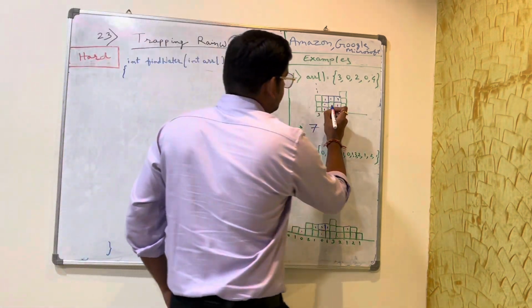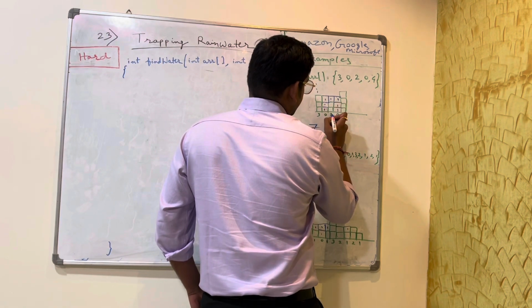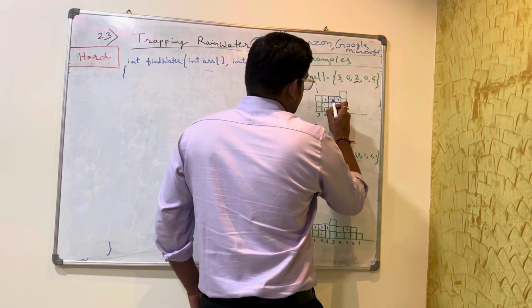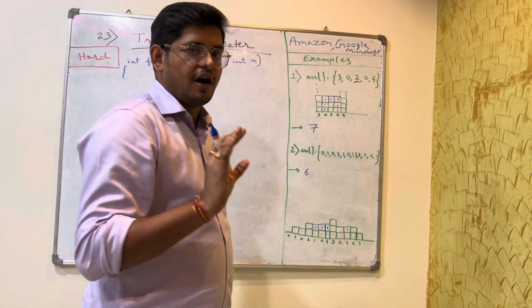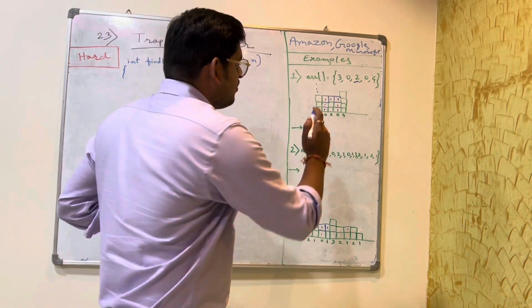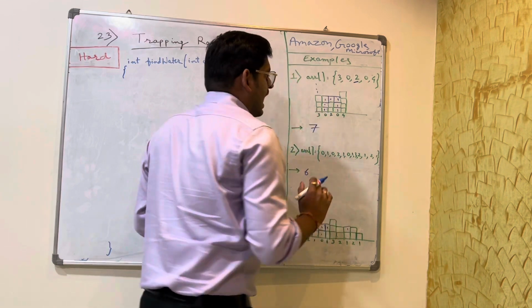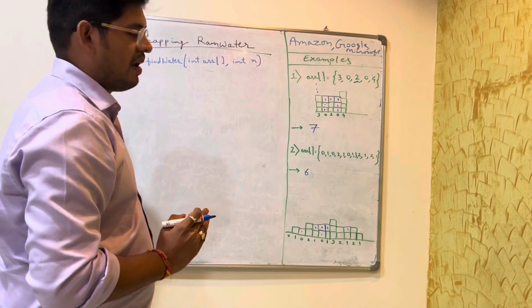If we come to this index 2, the second index, whose value is 2, it can store 1 quantity of water. How did we find it? How can we calculate it? What we have done practically is move to the left part and find the highest height in the leftmost part for this.